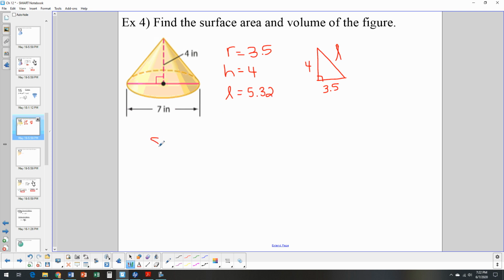So surface area is pi times the radius squared, so it's pi times 3.5 squared, plus pi times the radius times the slant height. I can tell you the biggest mistake people make between the pyramids and the cones is they use the wrong kind of height when they go to plug it in. All right, so just like the cylinder, I'm going to keep pi until the end. So this is going to be 12.25 pi.